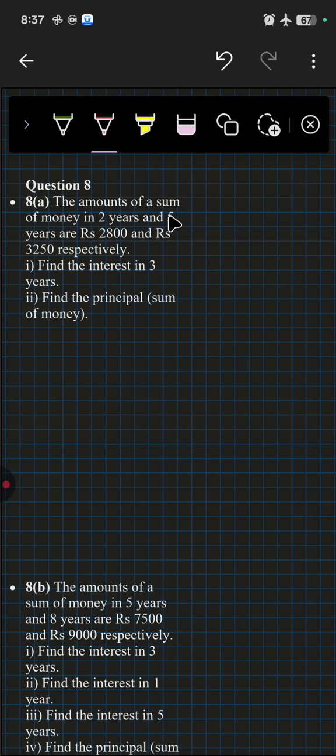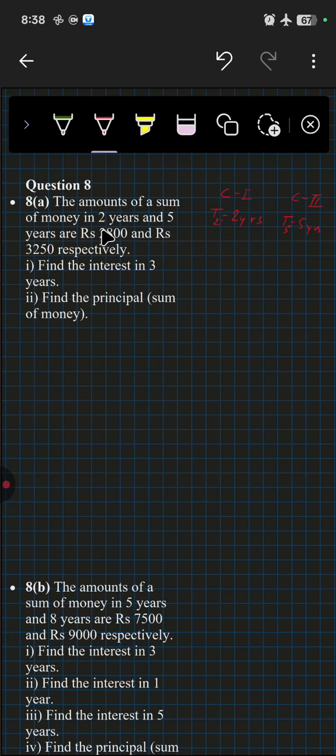So over here, the amount of a sum of money in 2 years is 2000. There are two cases, case 1 and case 2. In case 1 the time is 2 years, in case 2 the time is 5 years. So I will write here T2 and T5.